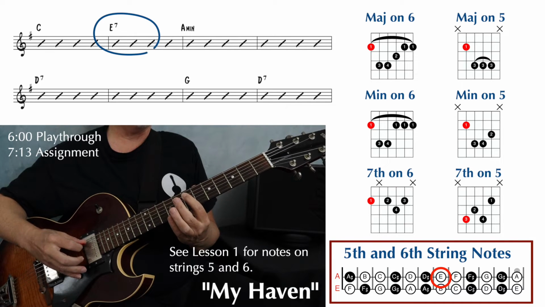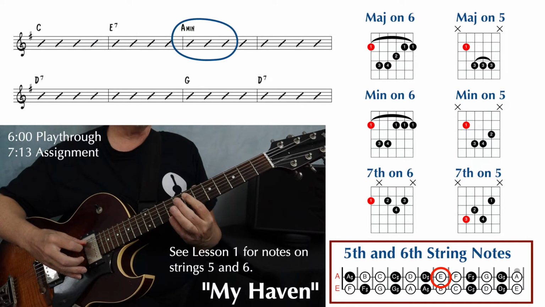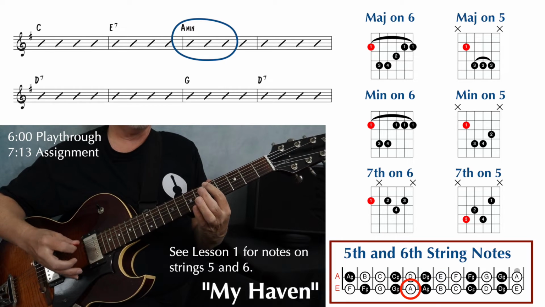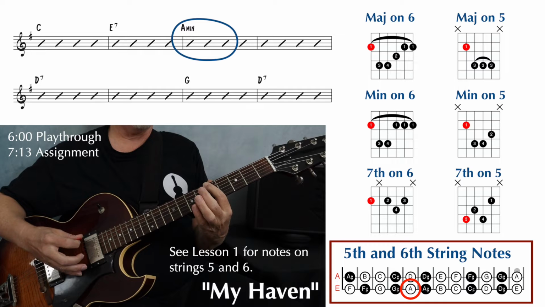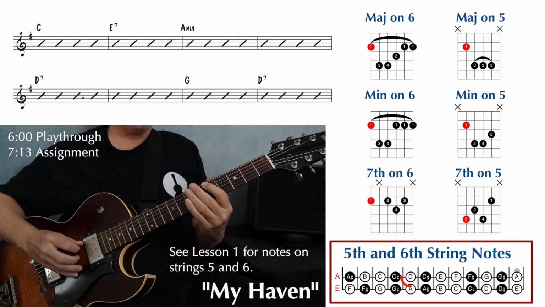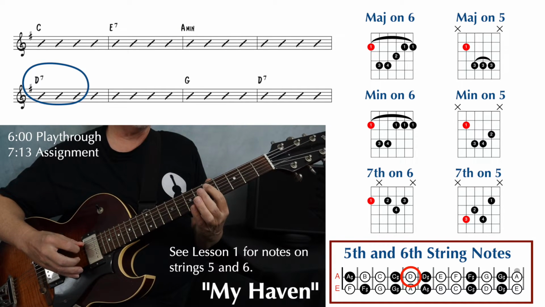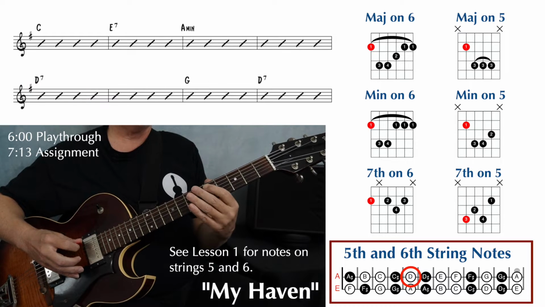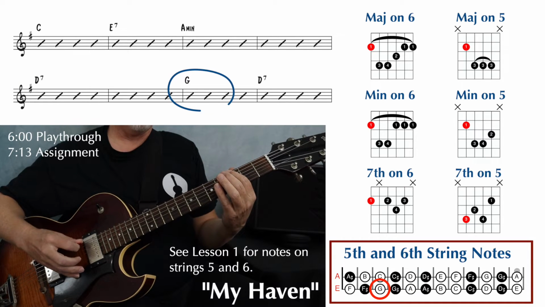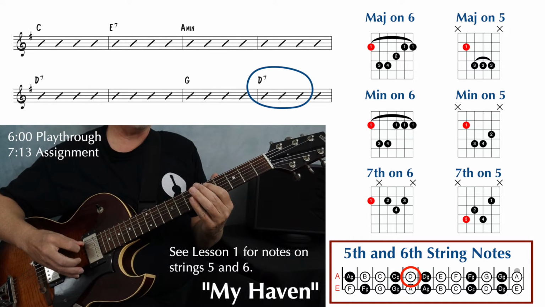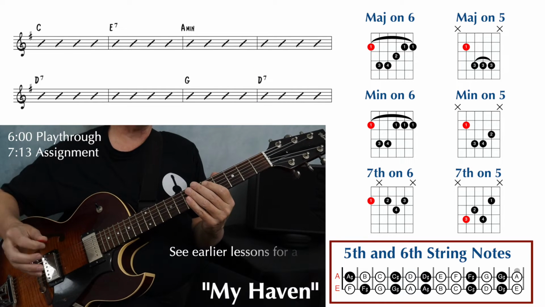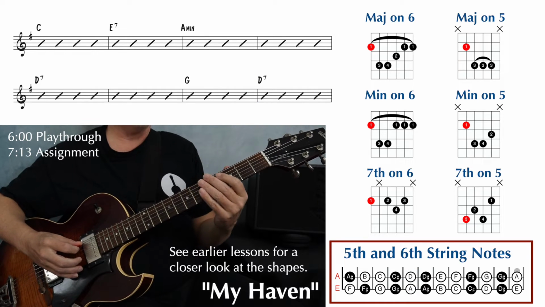Again, just finding our root notes. We have an A minor. So earlier we had an A7, now it's an A minor, but it's the same root. A at the 5th fret on the 6th string. And then we have a D7, just like we played before, on the 5th string. Same G we played before, and back to that same D7 we played before. So now we can figure out what chords we want to play with all that.